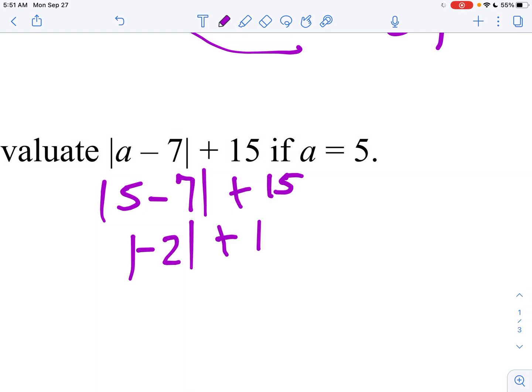The absolute value of negative 2 is 2, because negative 2 is less than 0. The opposite of negative 2 is 2. So 2 plus 15 is 17. And there's your answer.